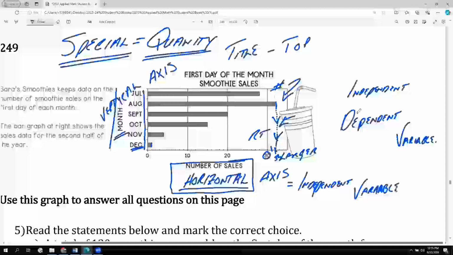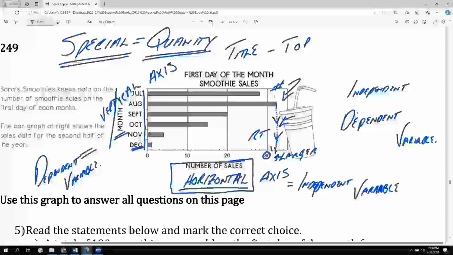There we go. Sorry about all that. So the independent variable is always listed on the horizontal axis. The dependent variable is listed on the vertical axis. Again, this is science language, so no need to get too involved in it right now. I will give you a small description of what it means to be independent. Independent just means time or number.